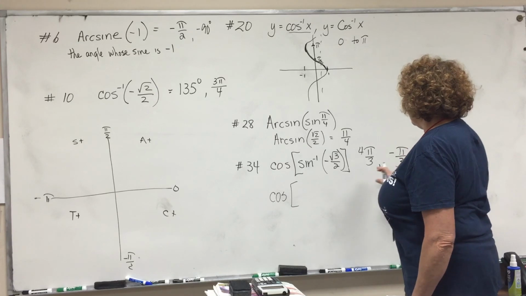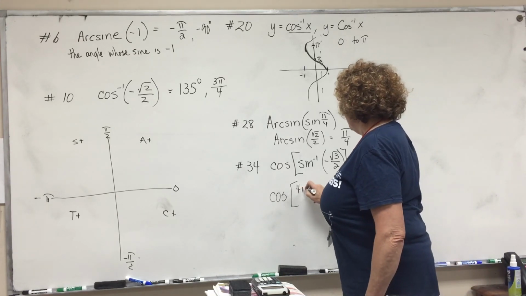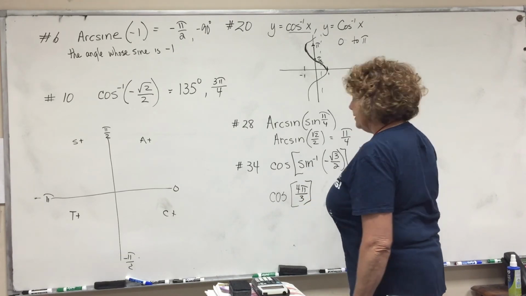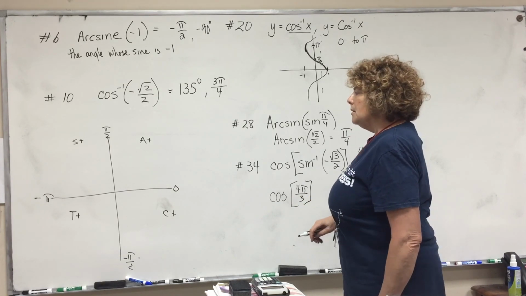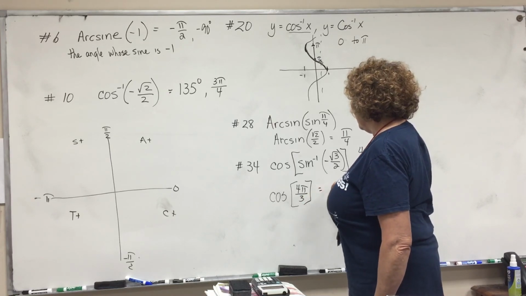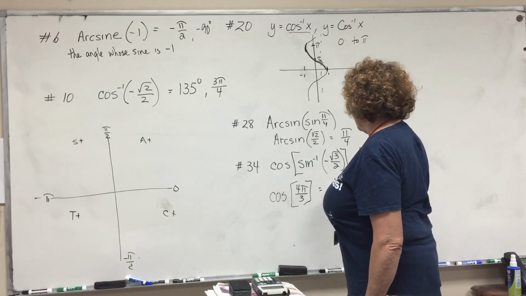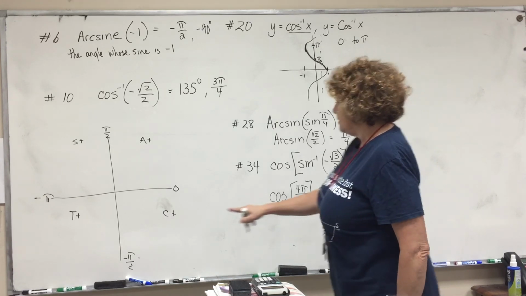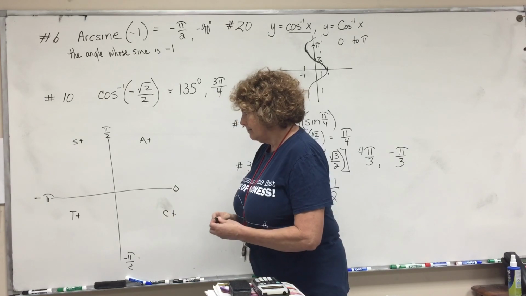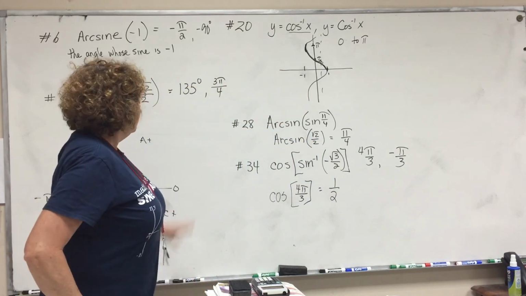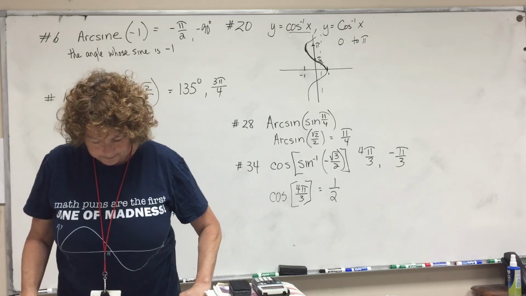So we want the cosine of 4 pi over 3, or negative pi over 3. So it would just be the cosine of 60, which is 1/2. If it was here. All right. That was number 34.